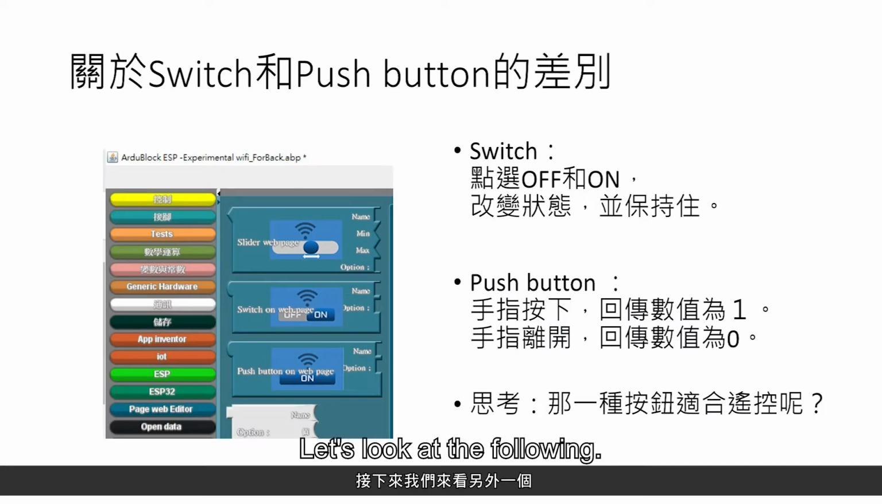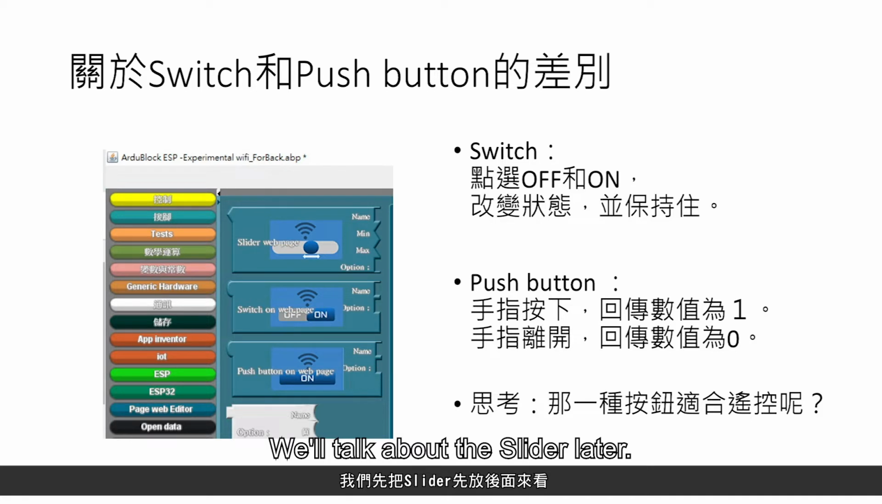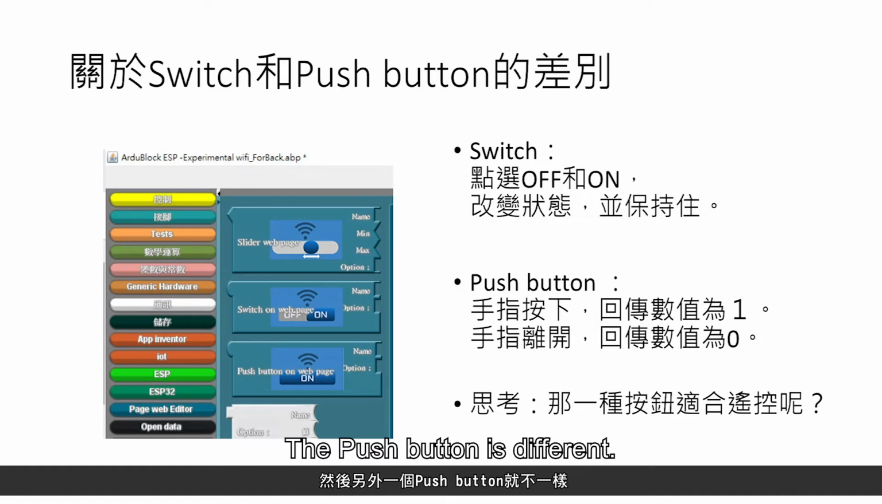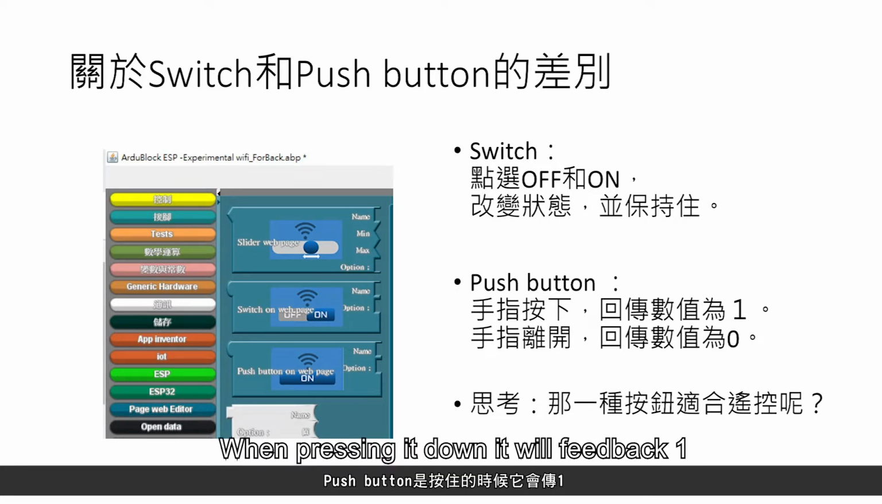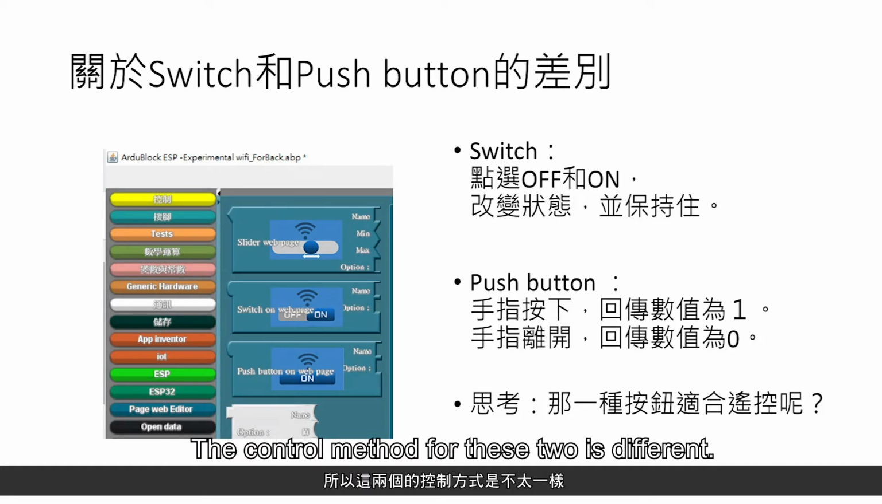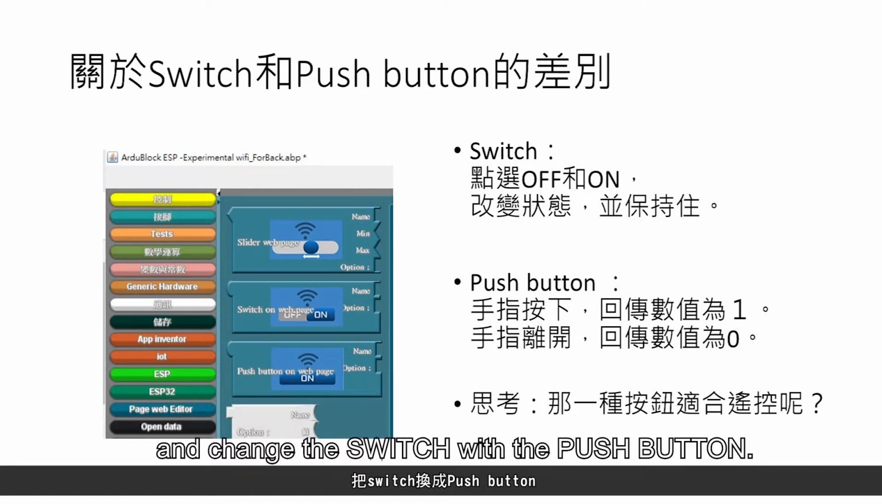Let's look at the following. In our page web editor, you'll see that there are 3 different kinds of switches. We'll talk about the slider later. We have 2 types remaining. One is called switch, which we used earlier. It will choose between an on and off state and hold on to that state. The push button is different. When pressing it down, it will feedback 1, but when you let it go, it will feedback 0. The control method for these 2 is different. You can test it later and change the switch with the push button.